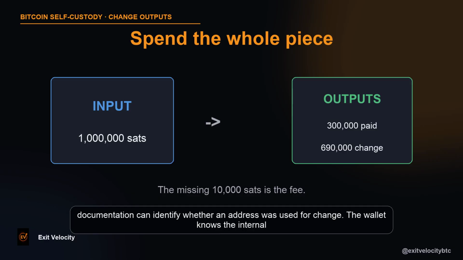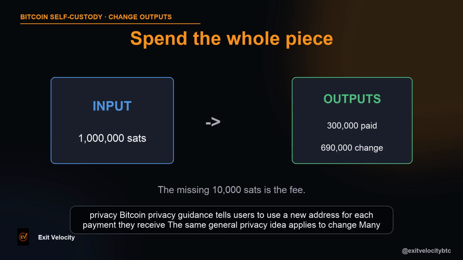The important part is that the change output is not a refund from someone else. It is not a second payment. It is not income. It is usually your own money coming back to your own wallet at a new address your wallet controls. That is why Bitcoin Core's documentation can identify whether an address was used for change. The wallet knows the internal bookkeeping. The chain by itself only shows outputs. The blockchain does not attach a friendly sticky note that says, this one is the merchant and this one is your change. Your wallet knows. Outside observers guess. And that gap matters.